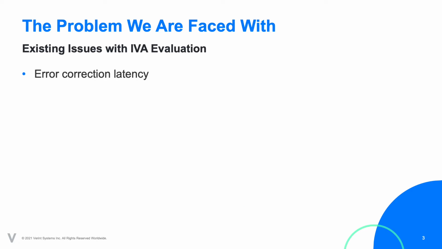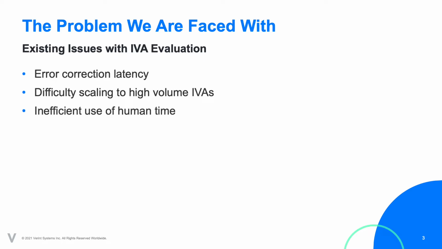Now, there's several existing issues with IVA evaluation. For one is the error correction latency. As long as it takes for this refinement cycle to complete, these errors or knowledge gaps are still out there being experienced by the users of these IVAs. Also, we have difficulty scaling to high volume IVAs as we have limited resources to the actual review. It's also inefficient to use humans to review conversations where there are no errors because there's really nothing to be done downstream. Therefore, as IVAs are improving through this refinement cycle, we're surfacing more and more conversations where maybe there's really not anything that needs to be done.